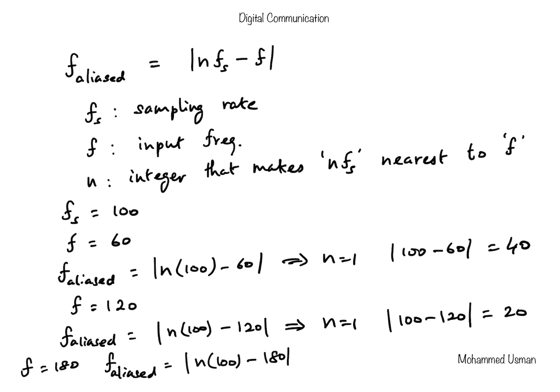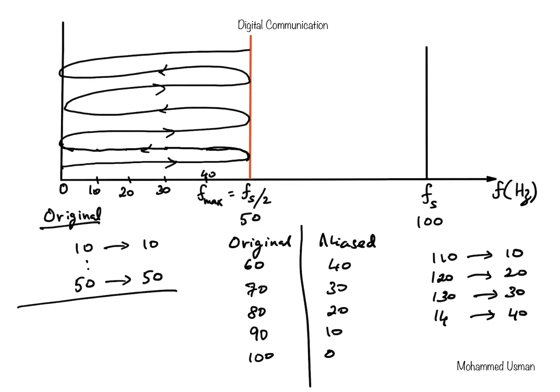So the value of n which makes these two numbers closest to each other is n equal to 2 in this case. So if we choose n equal to 2, that becomes 200 minus 180, and if we take the magnitude again we get 20. Now we can see it from the illustration as well. So what happens to 180?